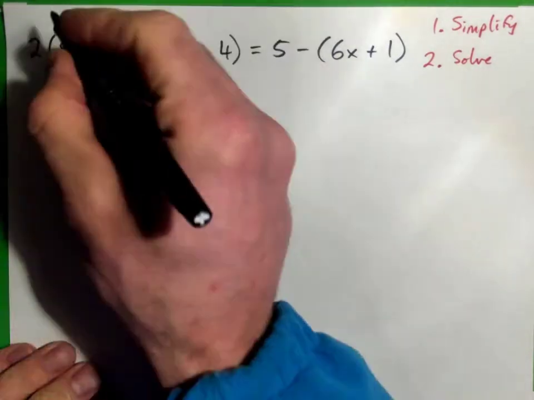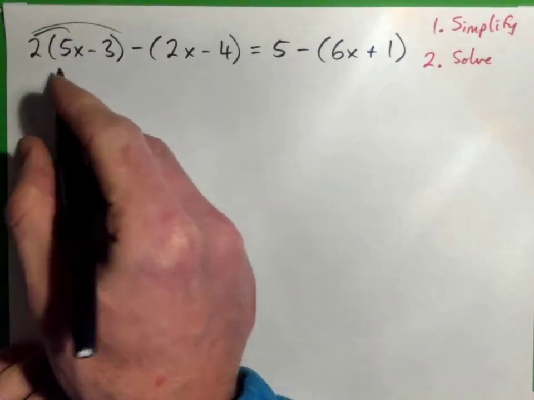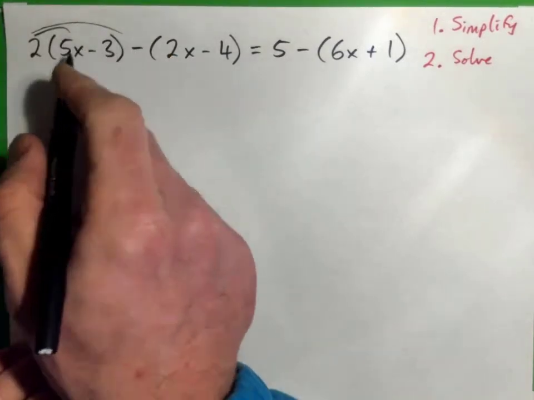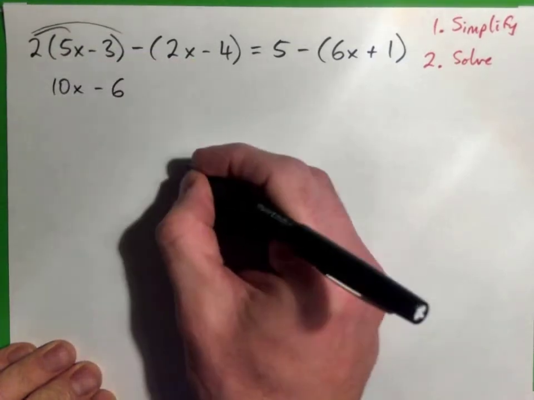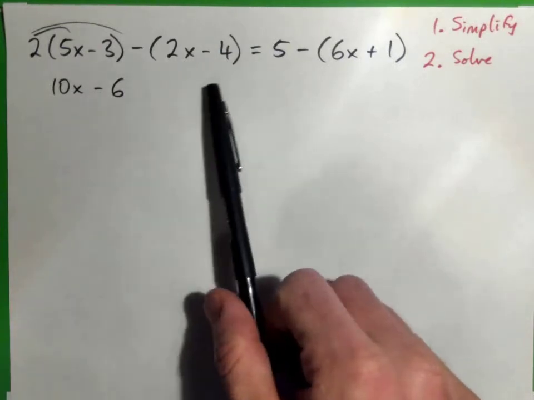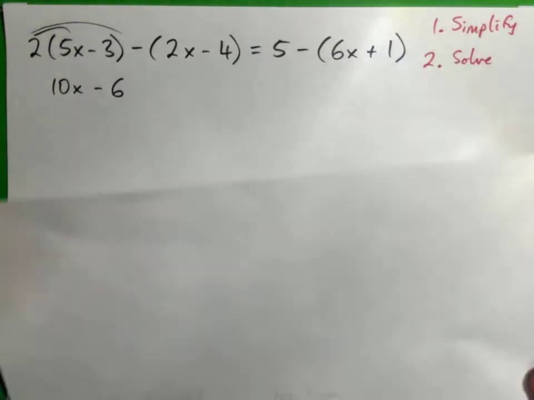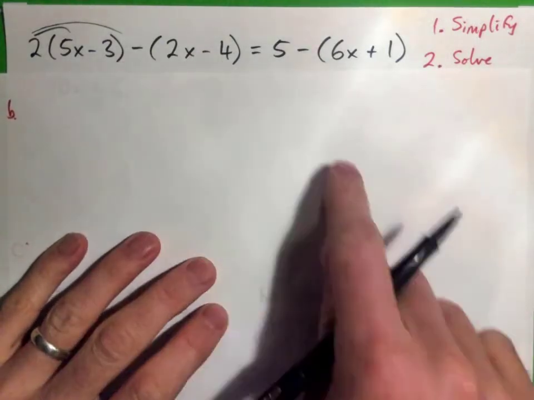So we go 2 times 5. So we do the distributive property. You okay with that? So 2 times 5x, 10x. 2 times negative 3, negative 6. Okay? Now this is the key here. This is probably the most likely place to get stuck on this question, right here. So what we have is a subtract sign outside of a parenthesis.